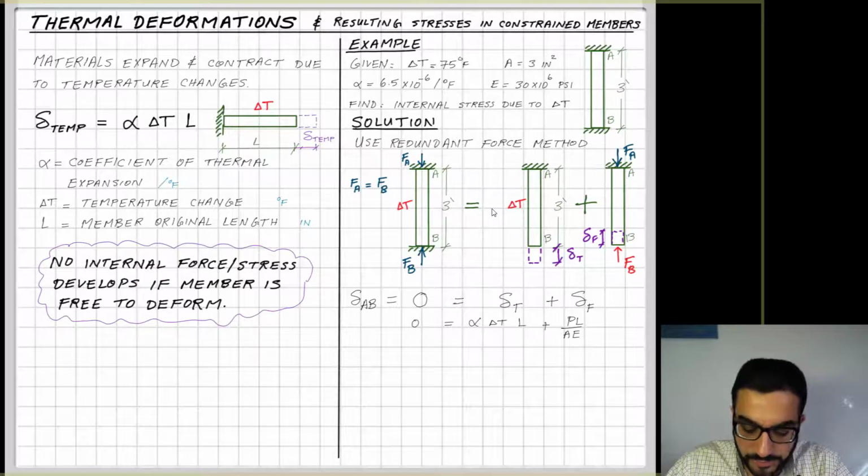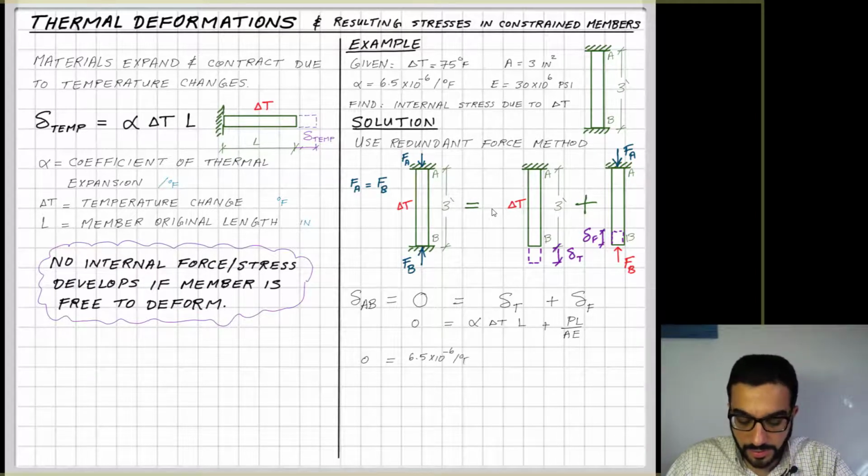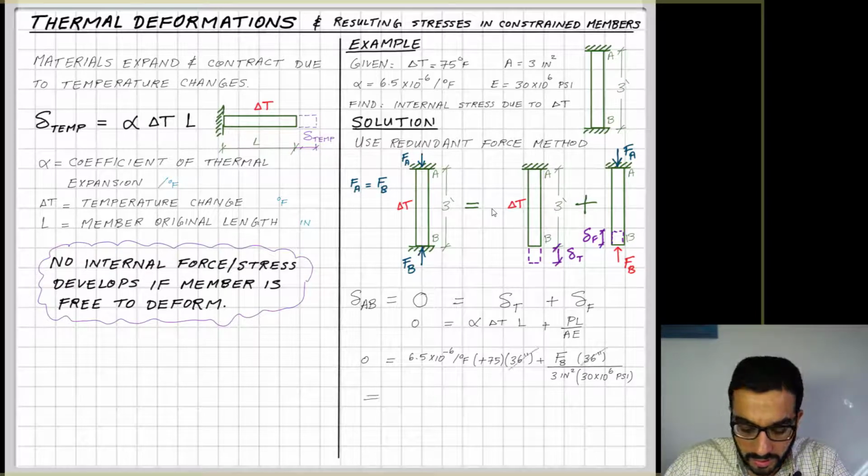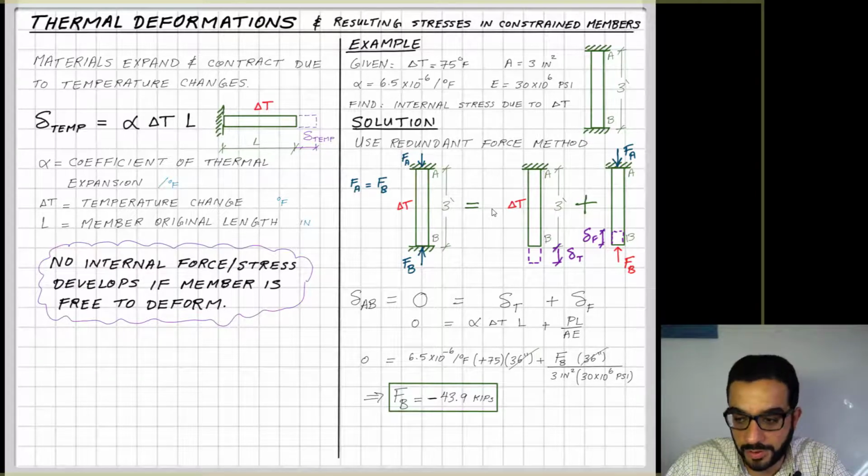So delta temperature is equal to alpha delta T L, and delta force is equal to PL over AE. Plug in all the values I have, and you find that you are only missing FB, the redundant reaction that was removed. And if I solve for that, I'll find that FB is equal to negative 43.9. Negative makes sense because that means this bar is under compression, and it complies with the understanding here of the behavior.